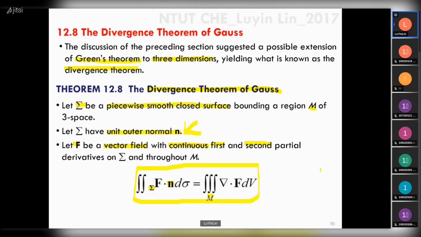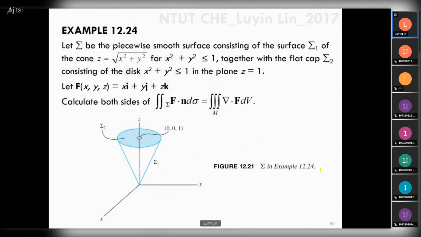That's the one example. Okay. For this example, let us see this slowly. Sigma first. Sigma is a piecewise smooth surface. Okay, piecewise smooth surface. And what is sigma? Sigma consists of sigma 1 and sigma 2. Okay, piecewise, there are two pieces, sigma 1 and sigma 2. First, let's see sigma 1. Sigma 1 is a cone.